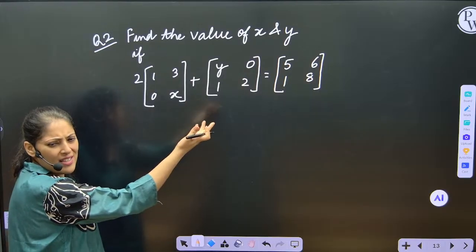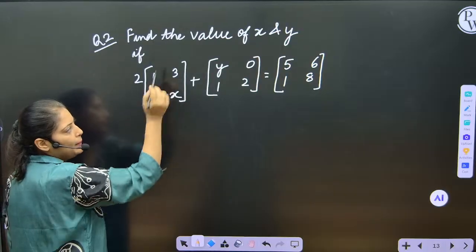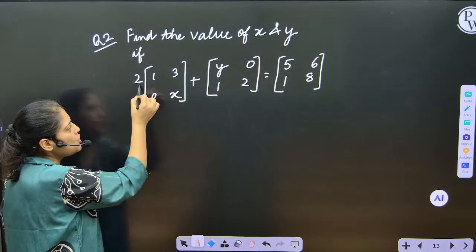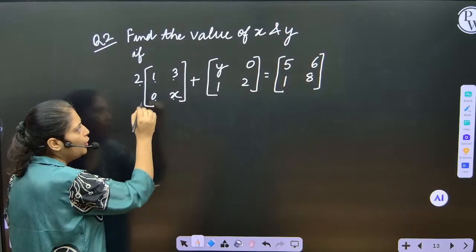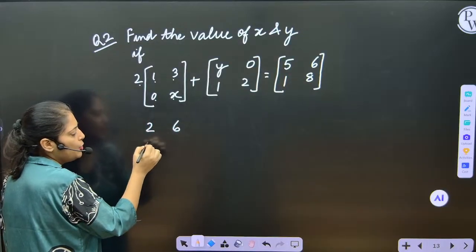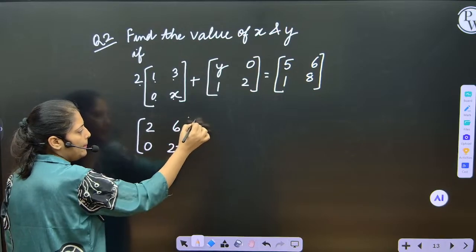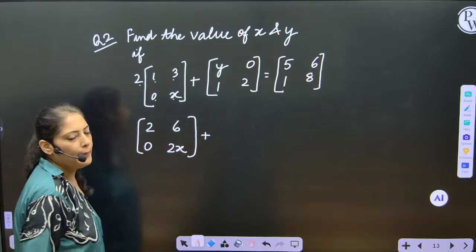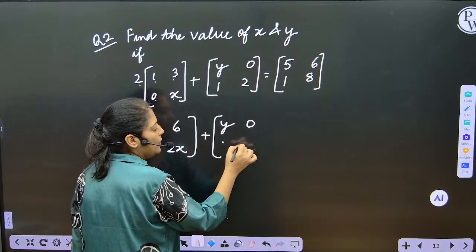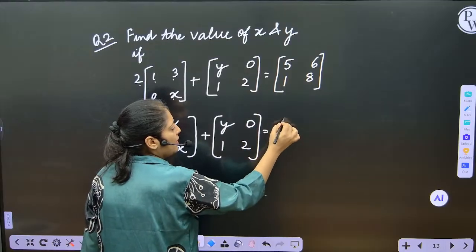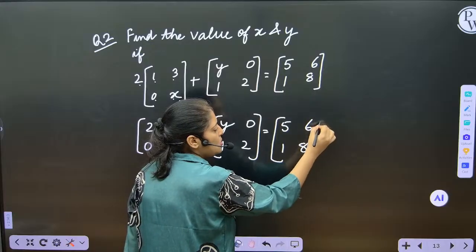Whatever the operation they are asking, we'll do that. 2, any scalar, if I have to multiply with any matrix, this 2 will be multiplied with all the elements. So 2 into 1, 2, 2 3s are 6, 2 zeros, 0, 2 into x, 2x. Plus the other matrix y 0, 1, 2 will remain same. The resultant matrix is 5, 6, 1, 8.